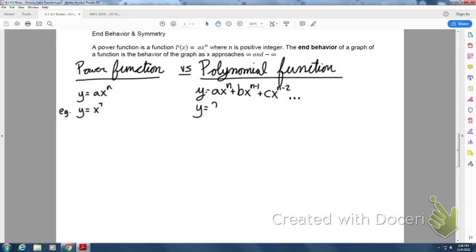So if I had y equals 2x to the 7th, the next term would have an exponent of minus 1, so it would be to the 6th. And then the next exponent would be 1 less than that. And then the next exponent would be 1 less than that. Okay, and that can go all the way down until it's just the x term and then just the number at the very end. Okay, so polynomial, power function.